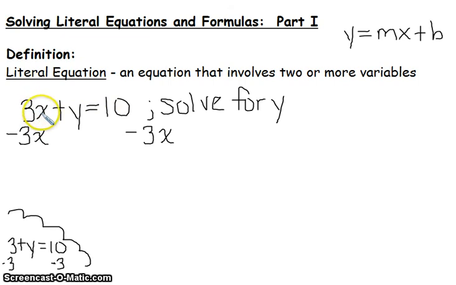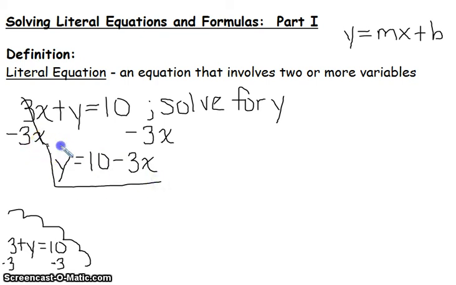If I have a positive 3x minus 3x, that's going to give me the 0 that I need, and I'm left with a positive y. So since I have a positive y, I can just make that y equals, and again, I cannot literally subtract these two, so I'm just going to have to set up this algebraic expression here. Just write it the way you see it. 10 minus 3x. And there's your answer. We just solved that equation for y.